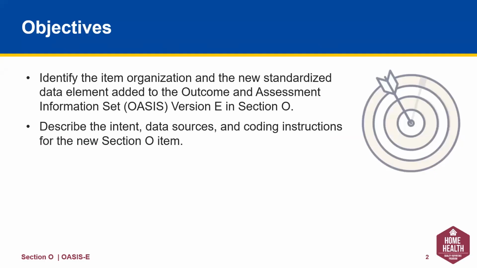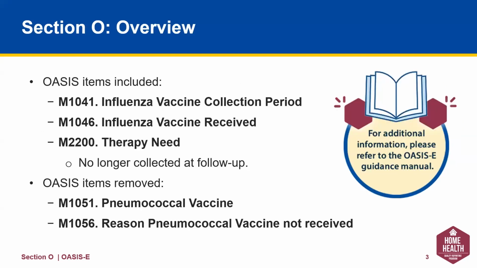At the conclusion of this training, you should be able to identify the item organization and the new standardized data item added to the Outcome and Assessment Information Set, or OASIS-E, in Section O. You'll be able to describe the intent, the data sources, and the coding instructions for the new Section O item. Here is an overview of Section O in OASIS-E.